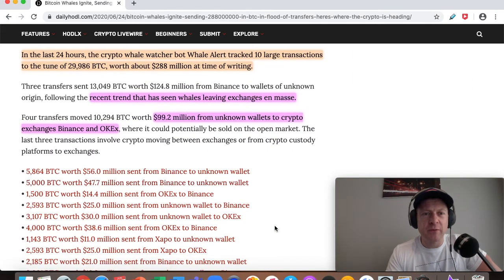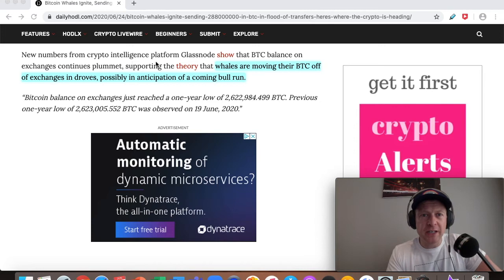So in the last 24 hours, the crypto whale watcher bot Whale Alert tracked 10 large transactions to the tune of 29,986 Bitcoin, worth 288 million at the time of this writing. New numbers from crypto intelligence platform Glassnode, I spoke about Glassnode in episode 4, there should be a link appearing there if you're interested in watching that, show that Bitcoin balance on exchanges continues to plummet, supporting the theory that whales are moving their Bitcoin off the exchanges in droves, possibly in anticipation of a coming bull run.